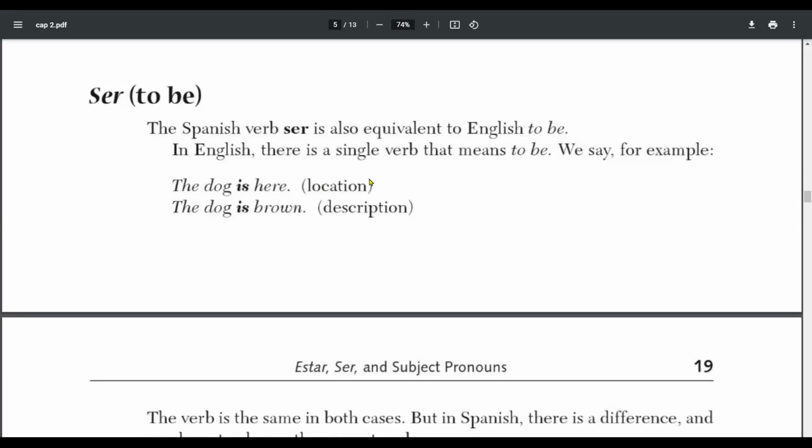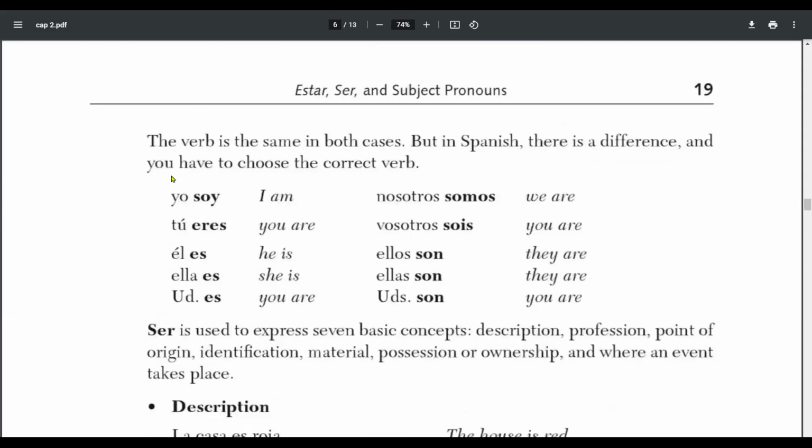So the dog is here, that's location. That would be el perro está aquí, location, estar. But in the second one, this is description. And so we would say el perro es café. So here we have two of those differences between estar and ser. The verb is the same in both cases, but in Spanish there is a difference and you have to choose the correct verb.